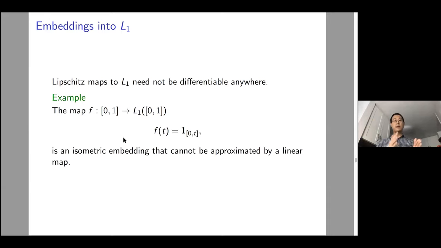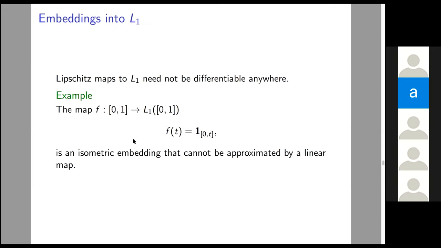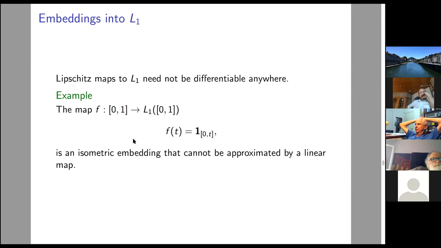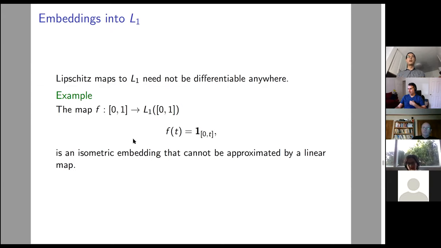You can check that this is an isometric embedding. The distance between f of s and f of t is s minus t. But it's an isometric embedding that can never be approximated by a linear map. It's not differentiable anywhere. And in fact, if you take any interval in the domain, the restriction of the map to that interval is never close to a linear function. It can never be approximated by a linear function.